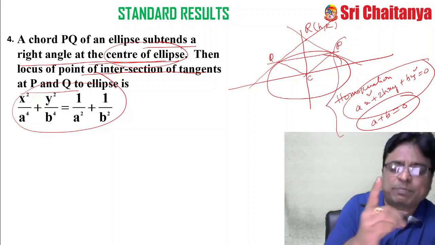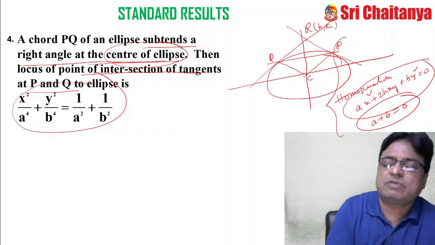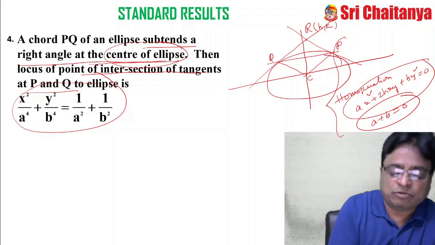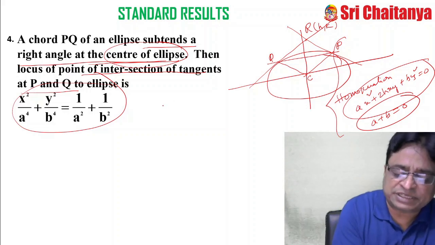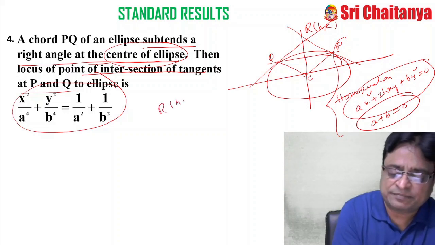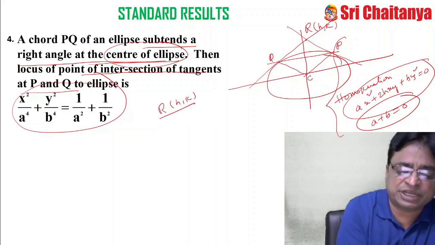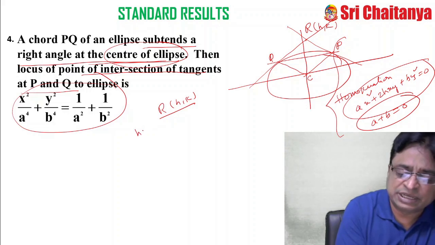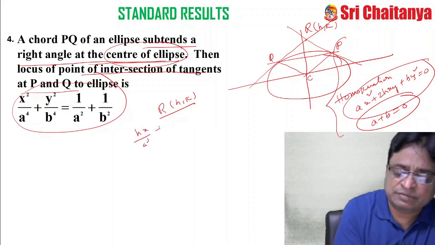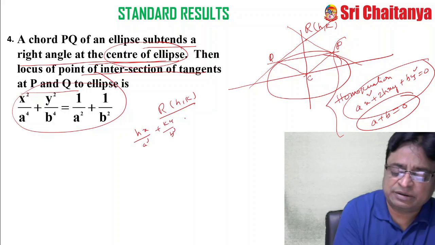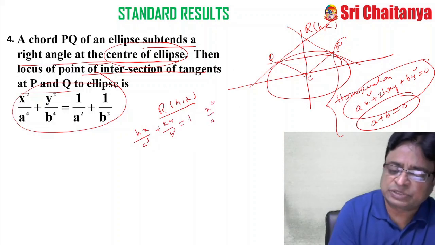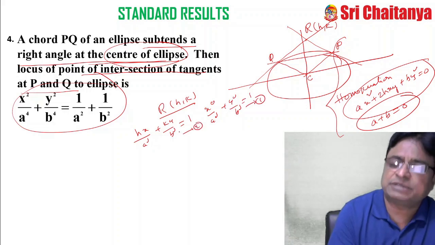Because now I am applying two strategies. Let the point of intersection be R(h, k). So the equation of the chord of contact with respect to R(h, k) to the ellipse is hx by a square plus ky by b square equal to 1. My ellipse is x square by a square plus y square by b square equal to 1. You call this equation number 1 and this equation number 2.